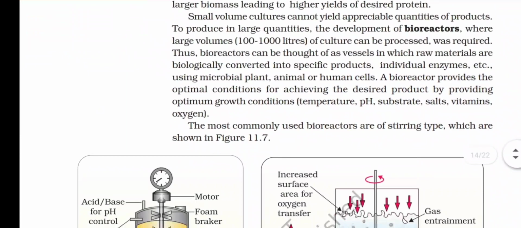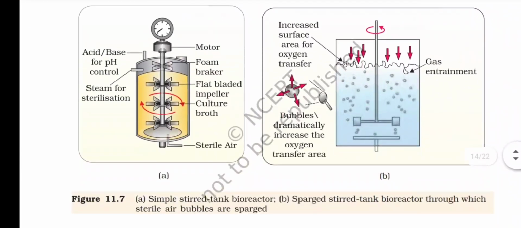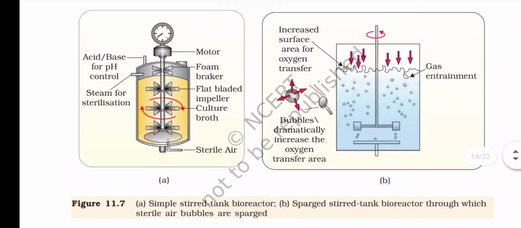Okay. So this is basically an image of a bioreactor. This is the acid base for the pH control, percent of hydronium ions, steam for sterilization, some water up in there, and foam breaker, and below foam breaker we have a flat-bladed impeller, and culture broth, then in the end it comes to sterile air.